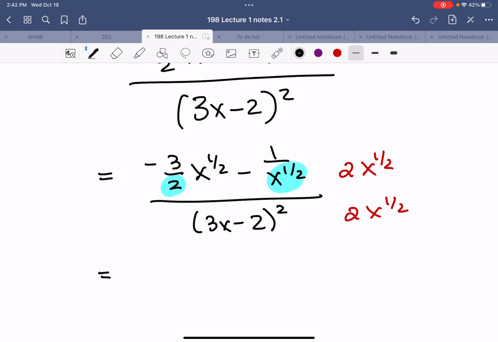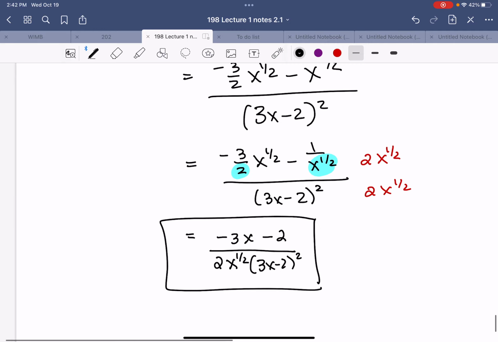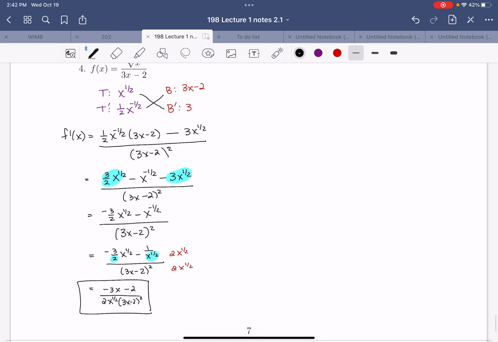If you do that, that gives you negative 3. X to the 1/2 times x to the 1/2 is x. Minus 2 all over, and then you just write the 2x to the 1/2 out front times the 3x minus 2 squared. And that's my final answer. So that one had some tricky simplifying, but the procedure is the same.